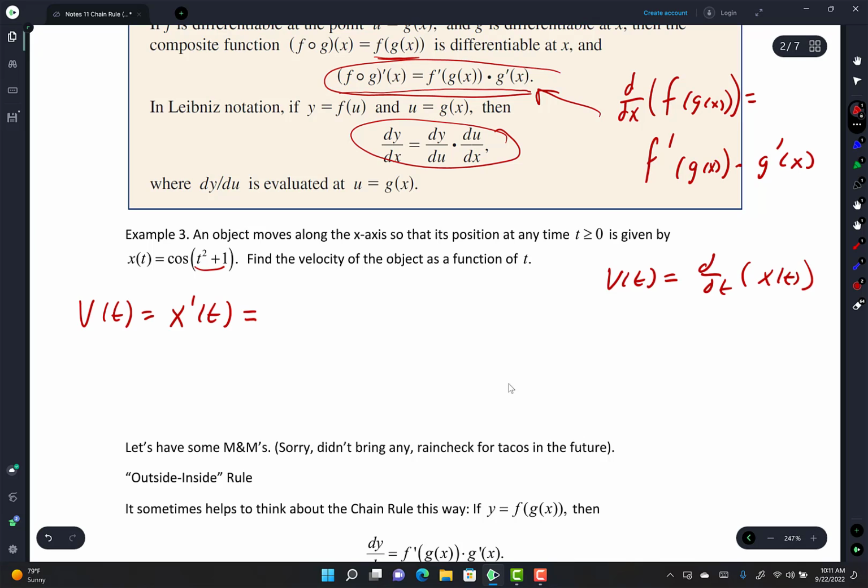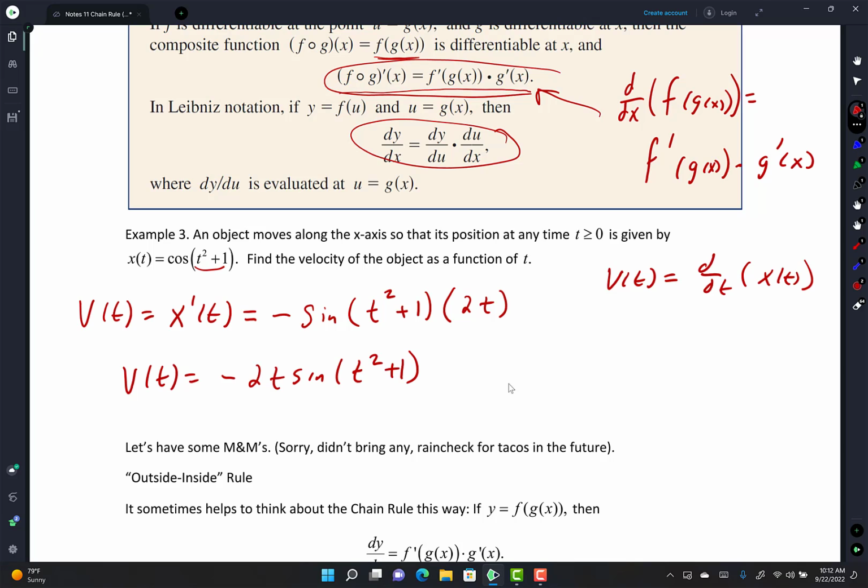So what is the derivative of cosine? Negative sine. That's right. Leave the argument alone. For sine and cosine, you always leave the argument alone. And then you're not done. Now you work with the inside, times the derivative of the inside. What's the derivative of t squared plus 1? 2t. If you want to write it pretty, v of t equals negative 2t sine of t squared plus 1. How do we feel?